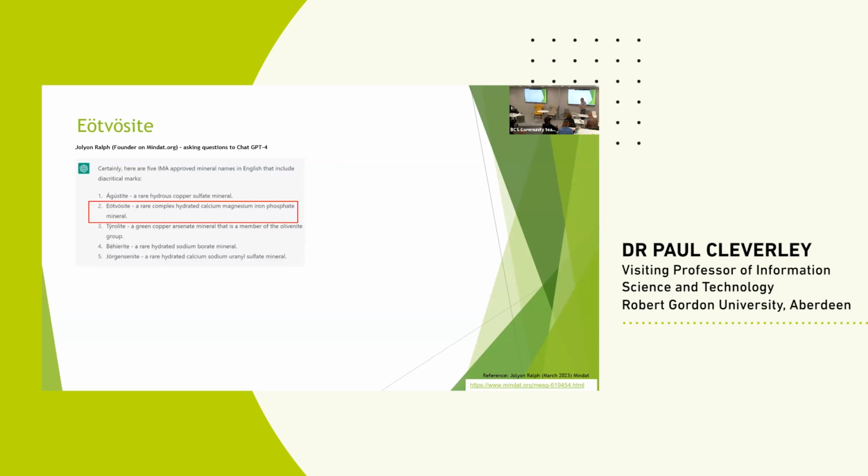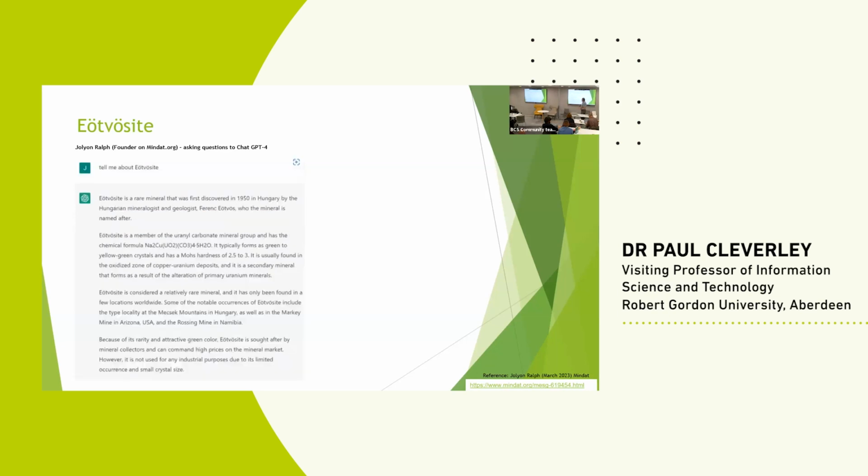So he spent a lot of time doing a bit of research, talking to colleagues. He asked ChatGPT for a bit more information. It was discovered in 1950 in Hungary by the geologist Ferenc Iotvos. It's a uranyl carbonate found in Hungary and Arizona, and it's quite rare.